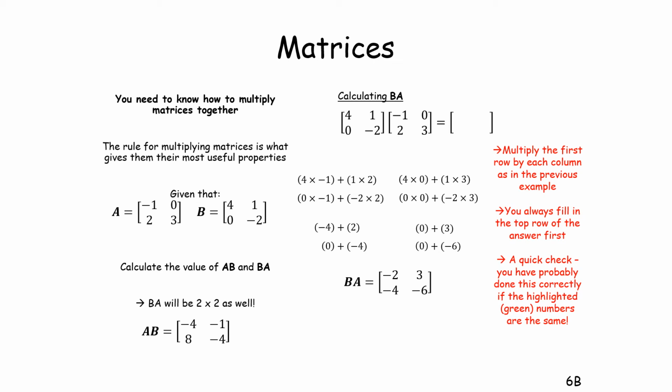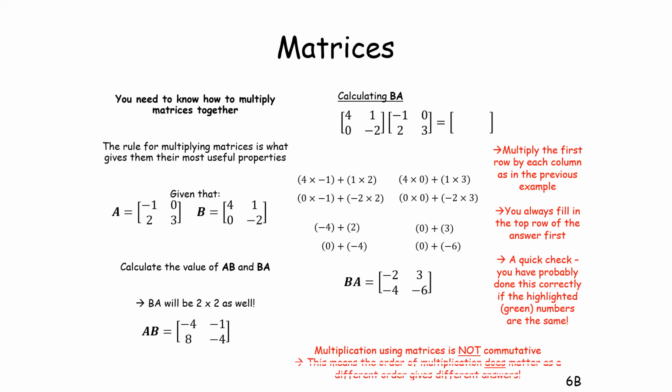So what we notice here is A times B is not the same as B times A. Multiplication using matrices is not commutative. So make a note of this: multiplication using matrices is not commutative. It could be in some rare cases, but most often it may not be commutative.